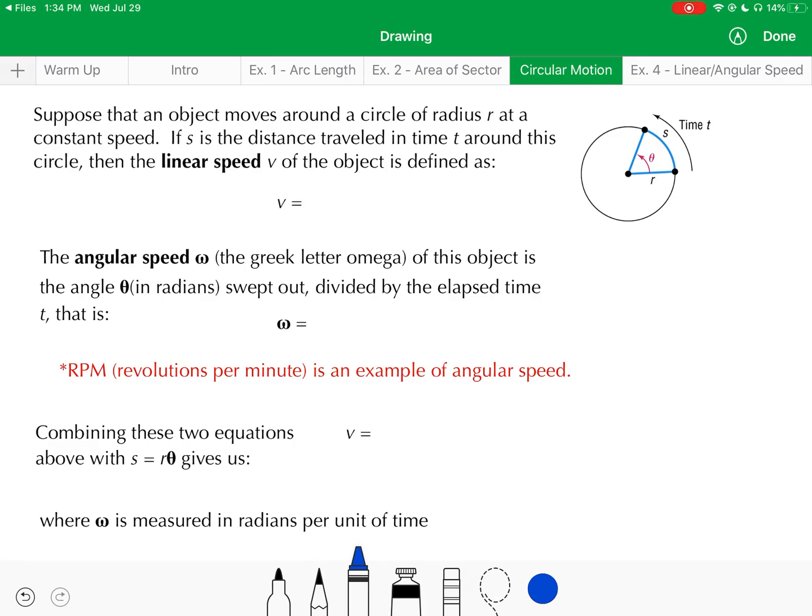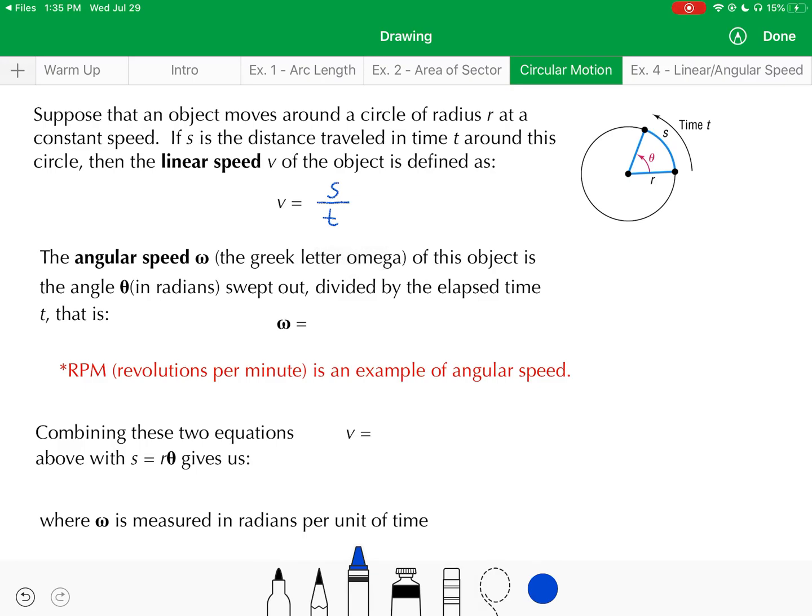Now, if you take the distance traveled, s, and consider it in the amount of time that it takes to travel around that circle, that's considered the linear speed of the object. And we're going to use the letter v to represent linear speed. So v is found by taking the distance that you've traveled over the amount of time it takes for you to travel that distance. Okay, so v equals s over t.